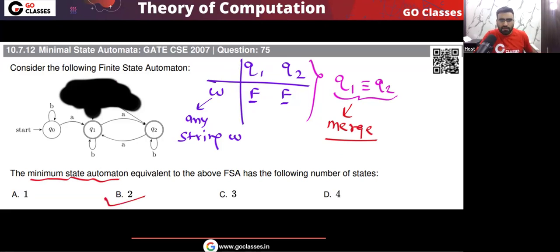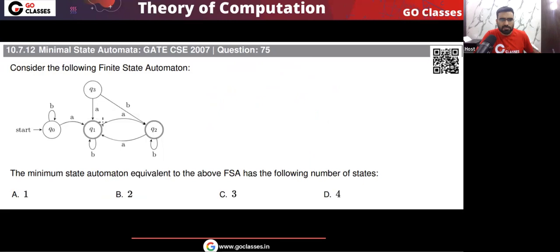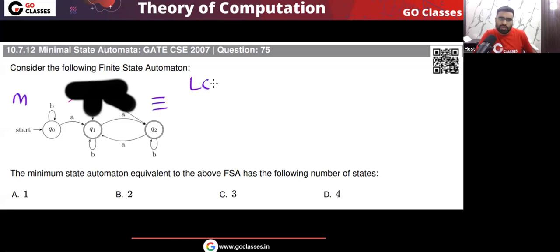Is this point clear? One more thing you can notice in this question: once you remove this state Q3, because Q3 is an unreachable state, one thing that you can easily notice is, what is the language of this DFA? Let's call it machine M. So what is the language of this machine M? You can easily see that it is containing A. The language is strings containing A.